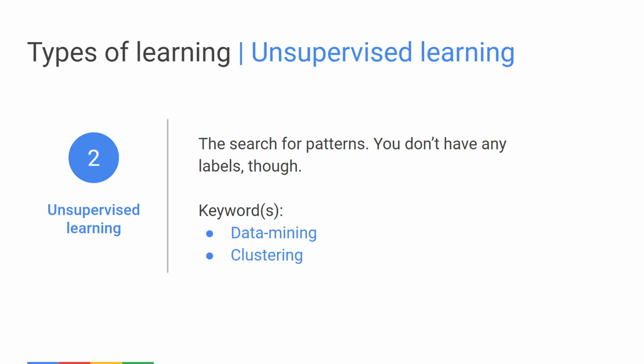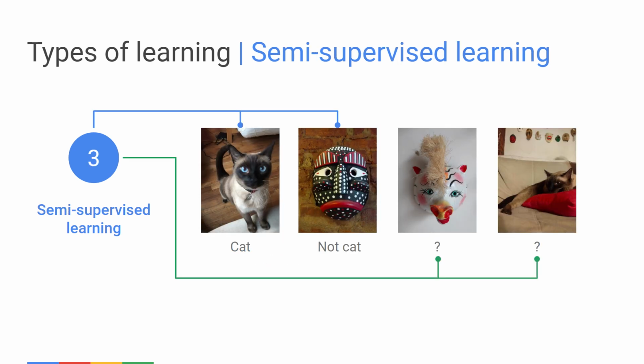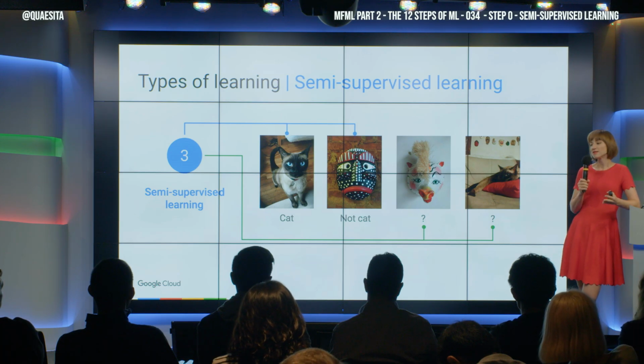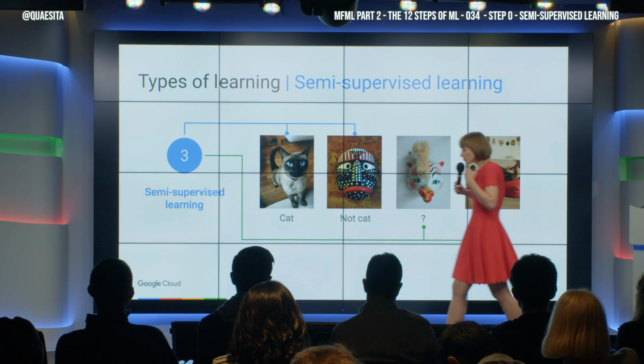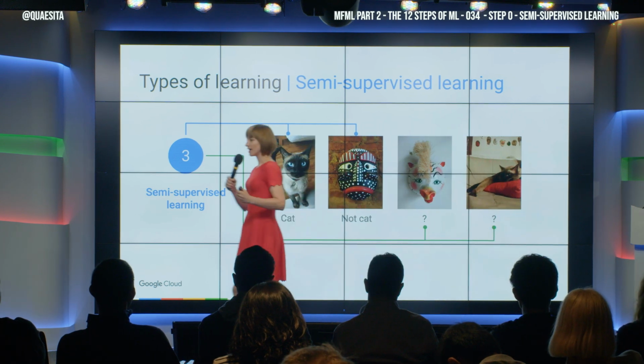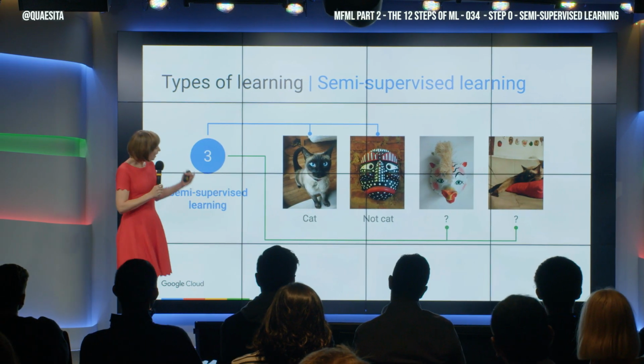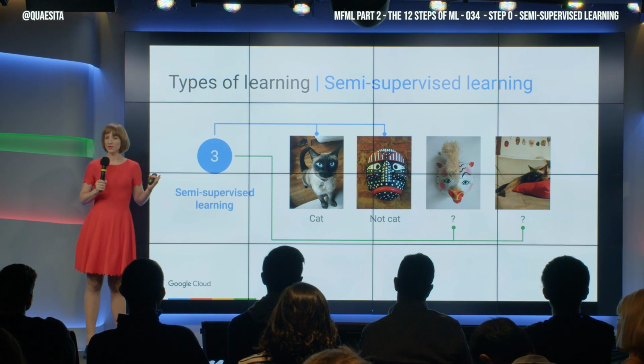This is where you don't have any labels, and some keywords here are data mining or clustering. Then, semi-supervised learning, exactly what it sounds like. This is where some of your data are labeled and some are not. So imagine that you're really excited to build yourself a cat-no-cat classifier. And of course, for that you need data.